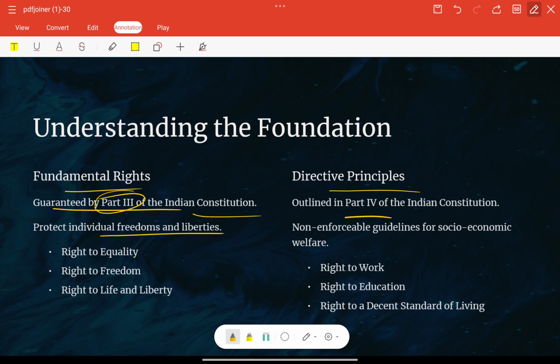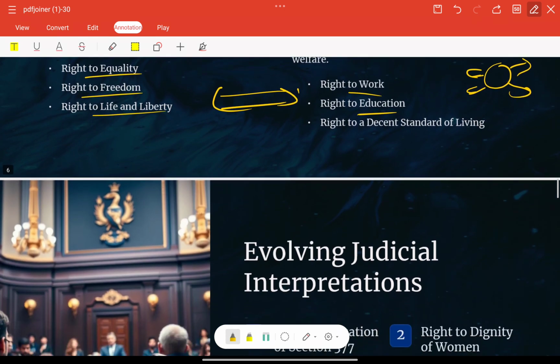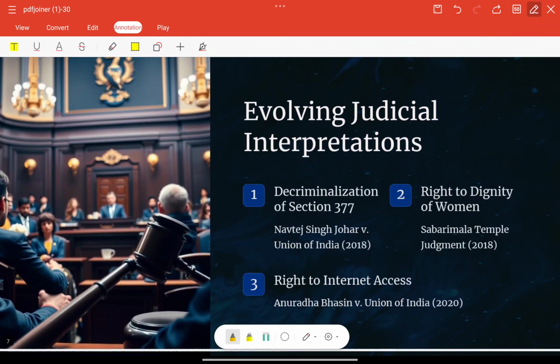So it will protect individual freedoms, liberty, right to equality, freedom. All this information we can include like a flow chart. Okay, flow chart, that is very important here. Next, coming to evolving judicial interpretations, that is the first important keyword, right?